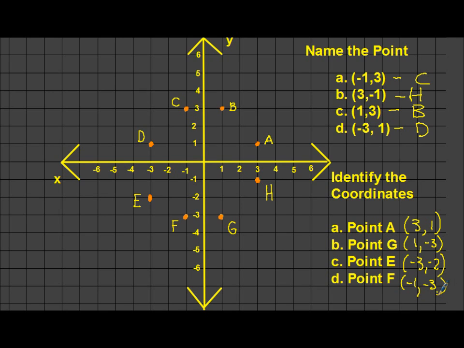And again, the most important thing when graphing coordinates on a plane is that you always go left or right, then up or down. X comes before y.